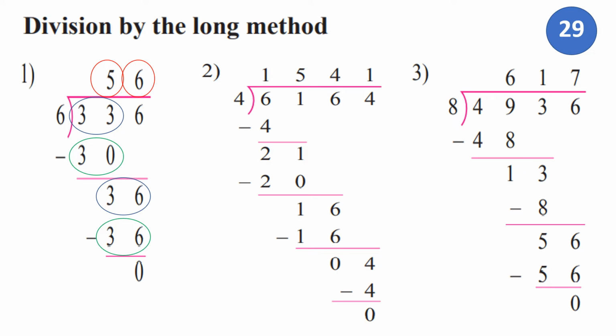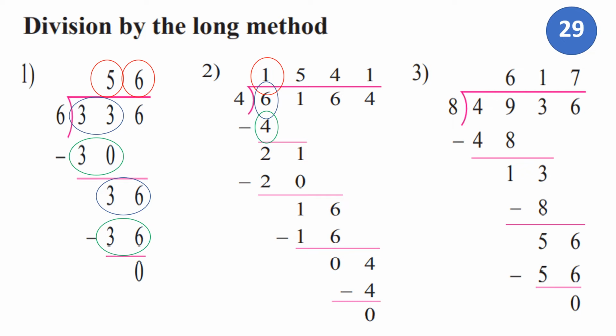Next, example number 2. 6,164 divided by 4. First, you divide 6 by 4. Yes, you can. You can divide 6 by 4 to get 1. Correct, students? 4 times 1 is 4 only. Then you subtract. 6 minus 4 is 2. Then the next number is 1. You bring down 1.